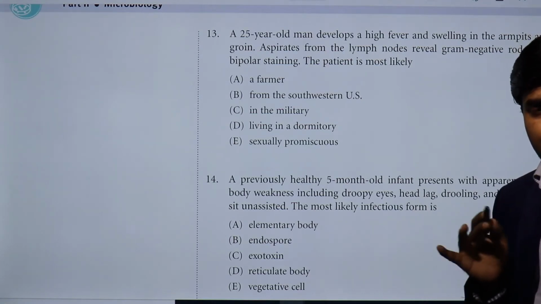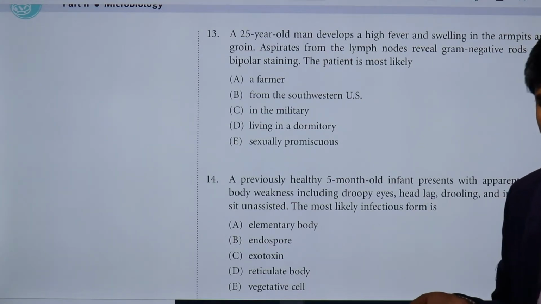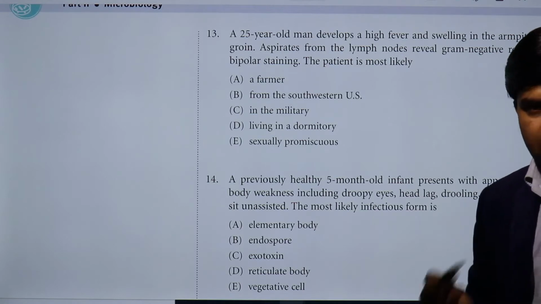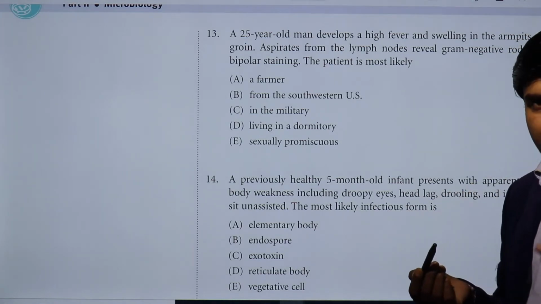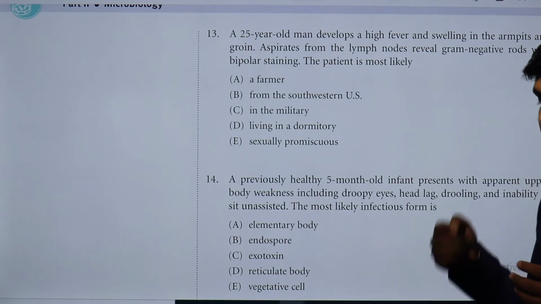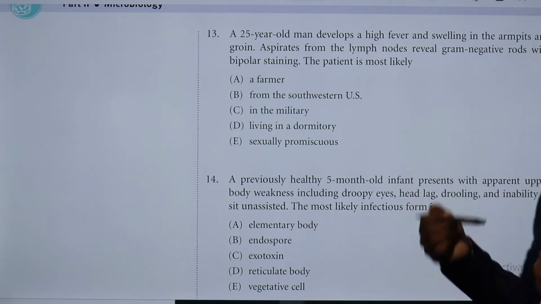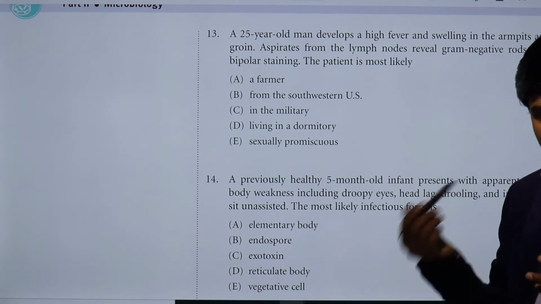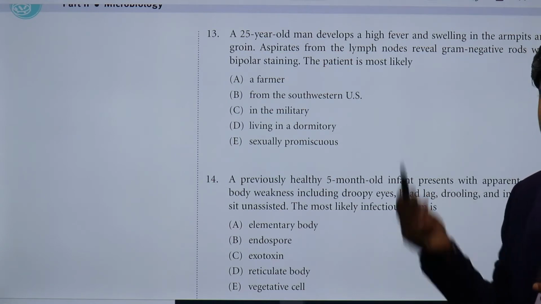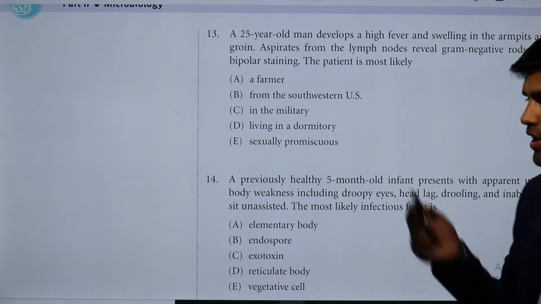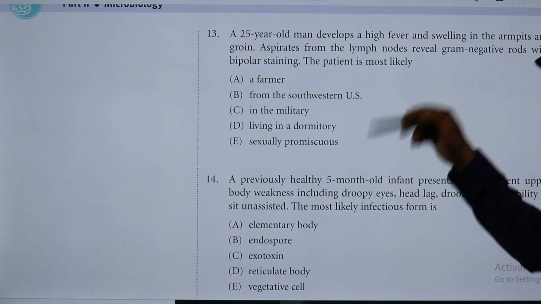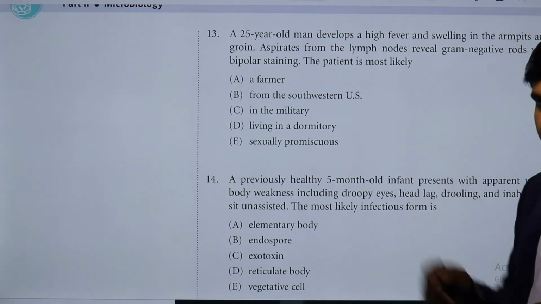There are only a few bacteria that show bipolar staining, and that is actually Yersinia pestis. Then there is Bordetella. So among the few organisms, the only bacteria that cause regional lymphadenopathy, that is buboes with fever, is Yersinia pestis. So Yersinia pestis is your diagnosis. Yersinia pestis is common in the southwestern part of the US.